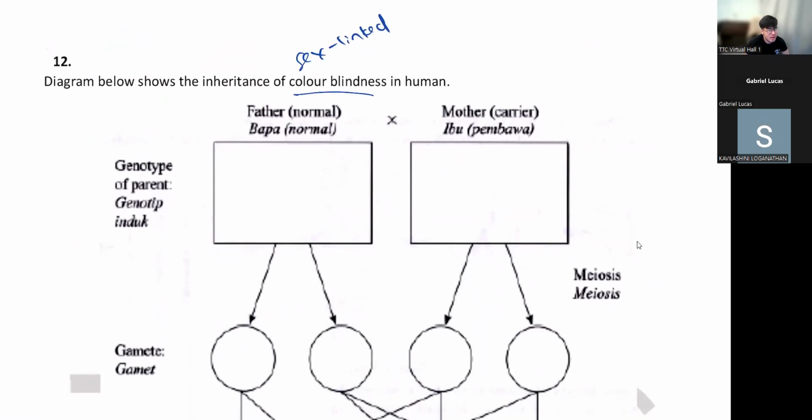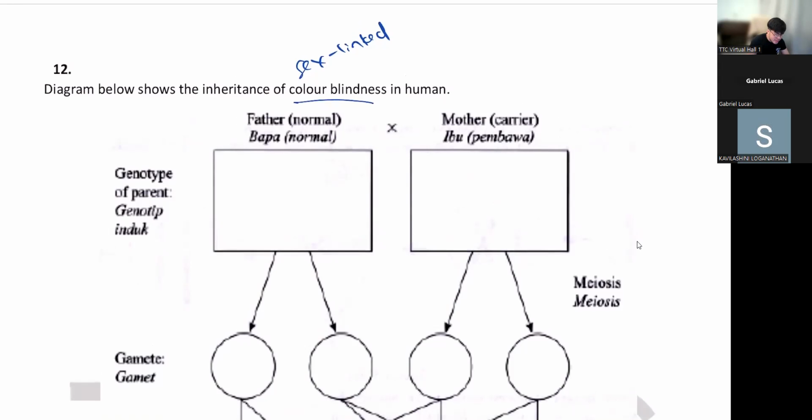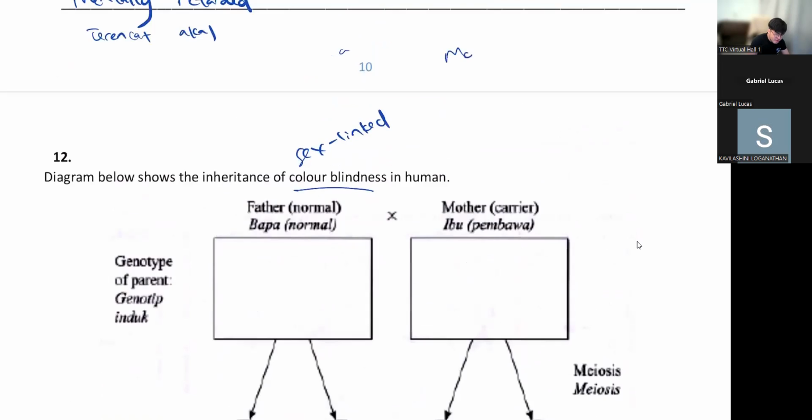So, in this case of your color blindness, for males, if you still remember, you have two possibilities. It's either X big B Y, because every male is XY, right? And then X small b Y. So what's the difference? Big B means you are normal. You have the dominant gene, you have no color blindness. And then small b means you have color blindness. There's only two possibilities, right?